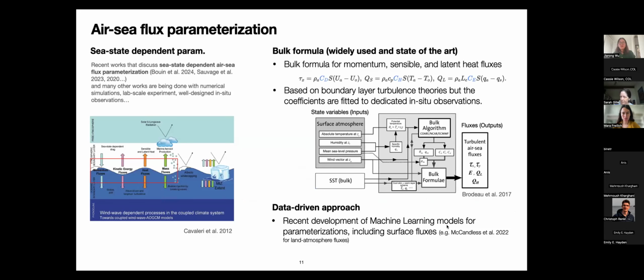So this brings me to our approach, which is that I got hired by M²LInES and LEAP, which are these two centers, teams which are doing machine learning for climate science. So we are trying this data-driven approach to see if we can rethink bulk formula. And this has already been done for other types of parameterizations for other processes, and also has been done for surface fluxes. For example, this 2022 paper tried a machine learning model, but for land and atmosphere fluxes.